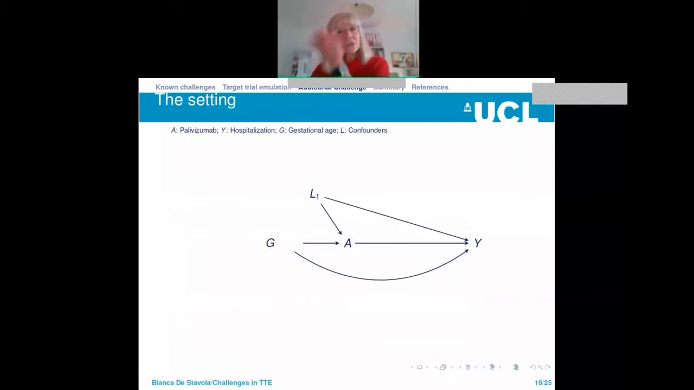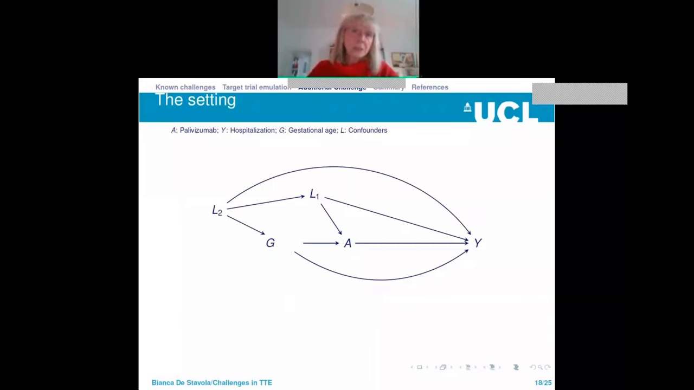So I'm using a DAG, which is a good example, following Daniela's lectures, of thinking through a problem using a graphical display like this. Let me say that A is my palivizumab, the treatment. Y is hospitalization, yes or no, to simplify the setup. And L1 and G are two possible confounders. L1 is a generic bunch of confounders that lead to being hospitalized and to being treated, because not everybody received the treatment, even if at risk. And G is gestational age, which obviously influences whether or not you're treated and whether you are hospitalized or not.